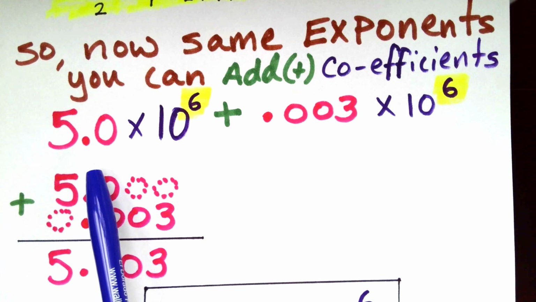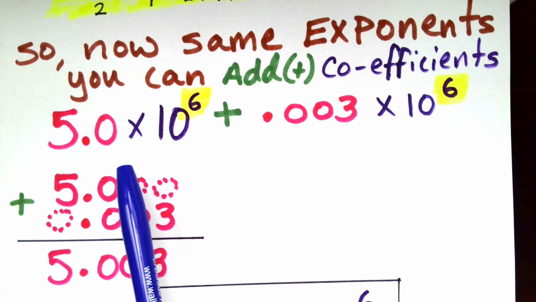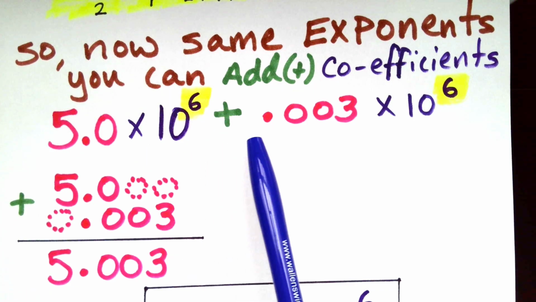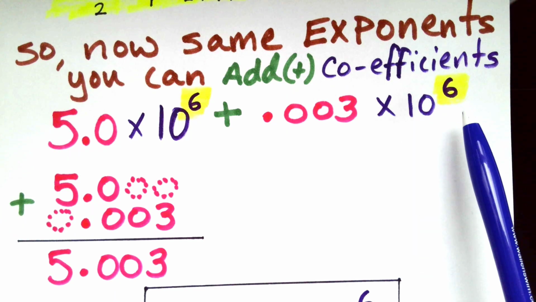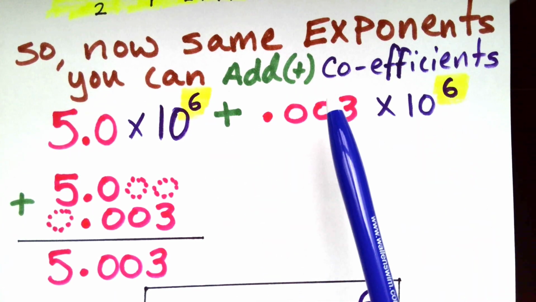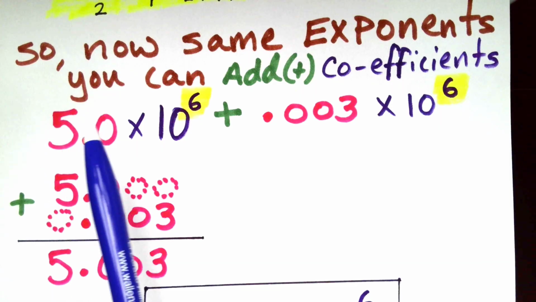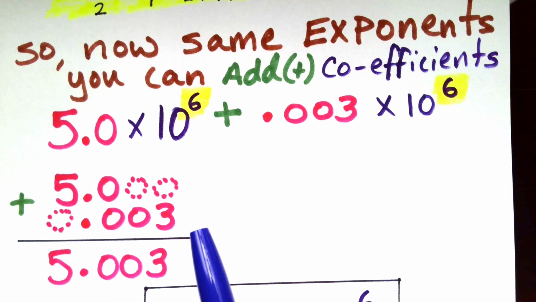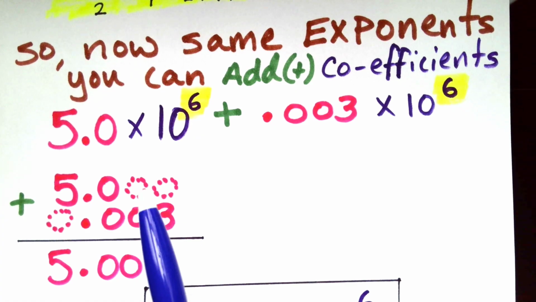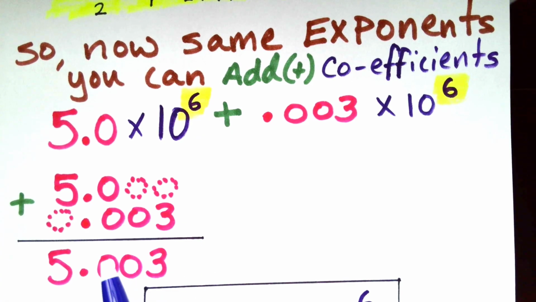I'm just showing the invisible decimal to the right of the ones place, adding a placeholder of 0, times 10 to the 6th power, plus 0.003 times 10, now to the 6th power. They both have the same exponential powers. Let's stack these two here, and let's just add them up. So 0 plus 3 is 3, 0 plus 0 is 0. Keep these decimals lined up anytime you add or subtract in your answer. And 5 plus 0 is 5.